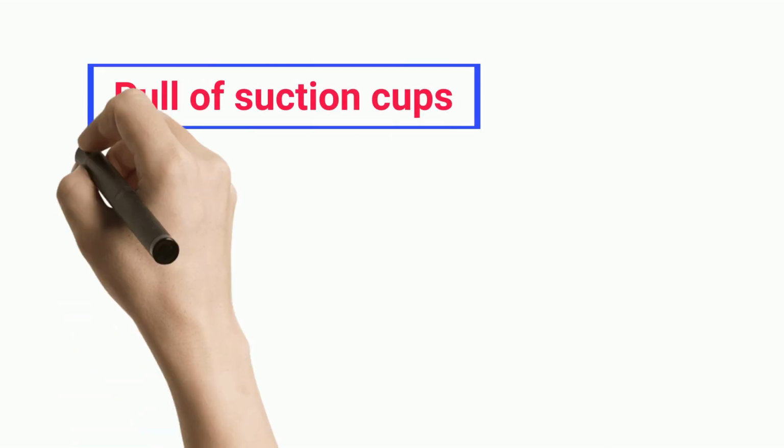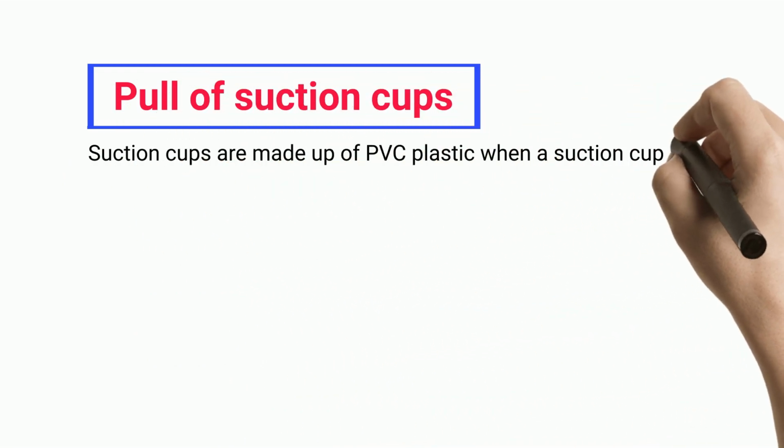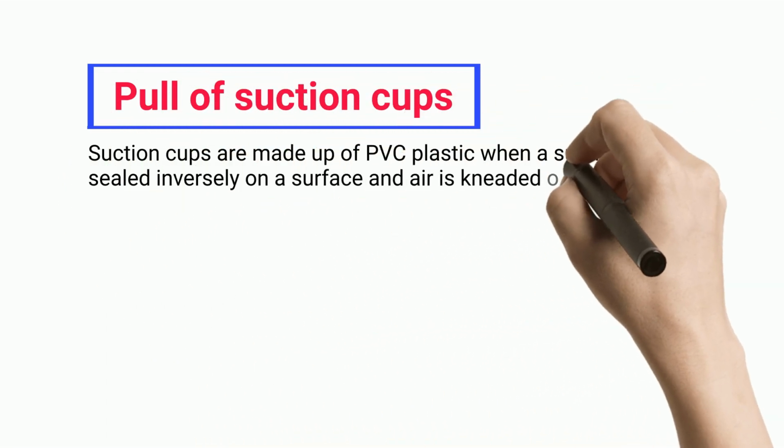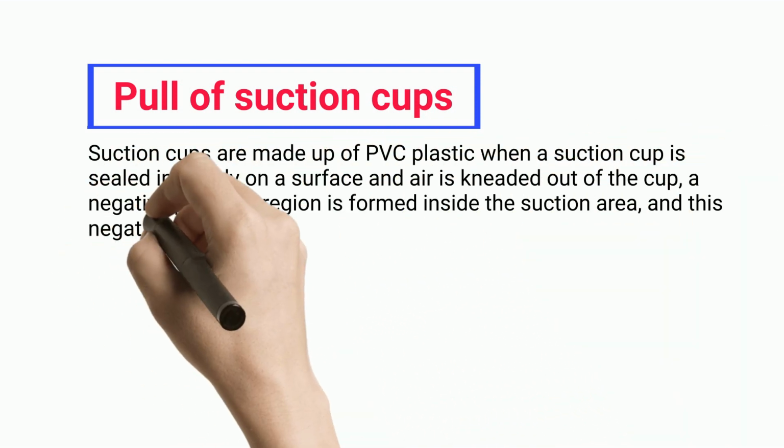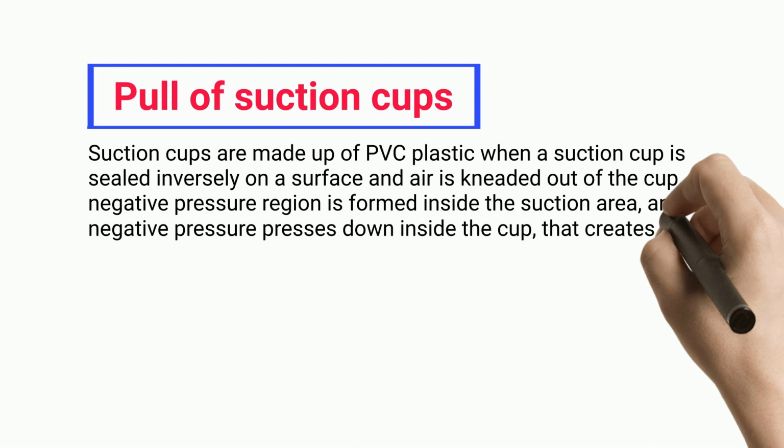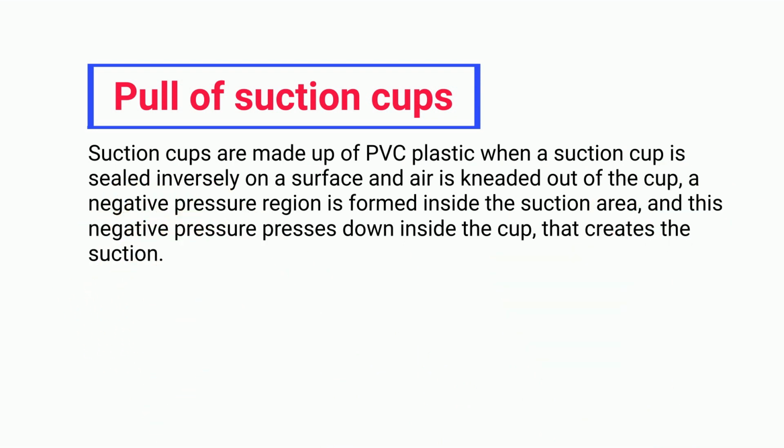Pull of suction cups. Suction cups are made up of PVC plastic. When a suction cup is sealed inversely on a surface and air is sucked out of the cup, a negative pressure region is formed inside the suction area, and this negative pressure presses down inside the cup. That creates the suction.